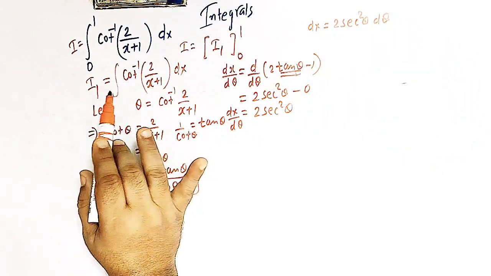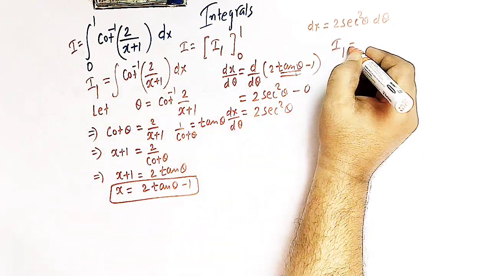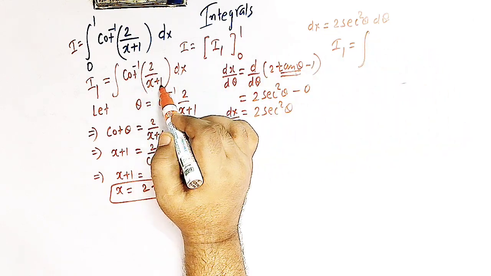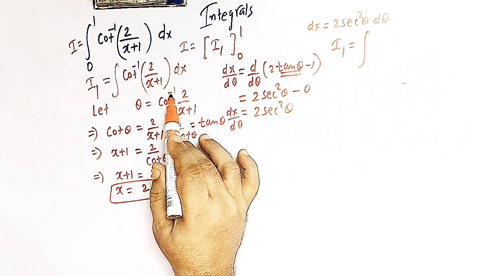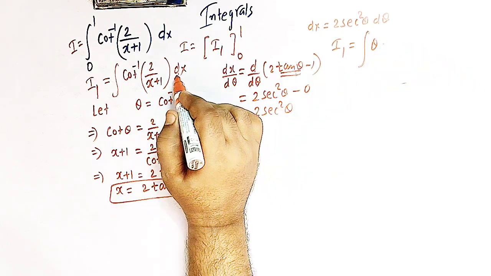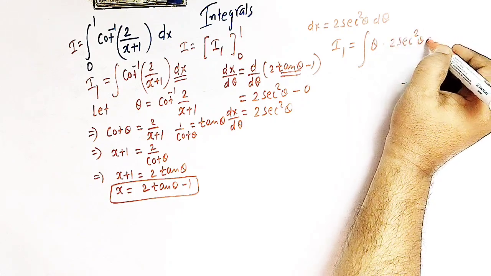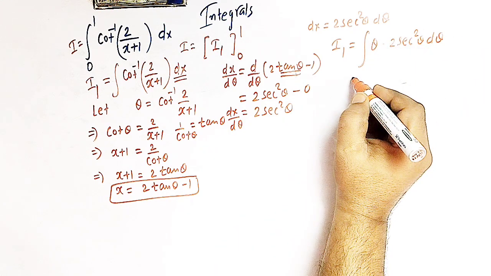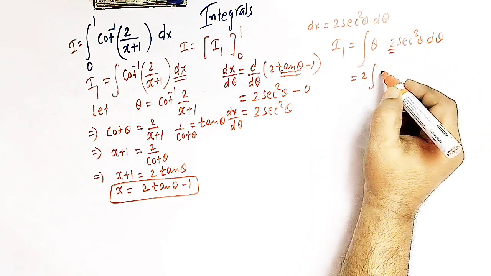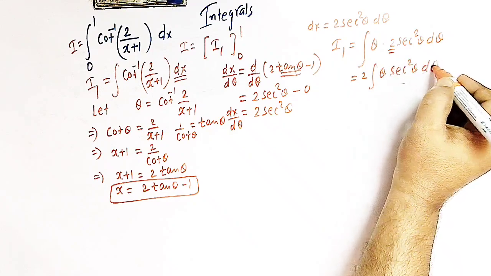So let us now express this integral I1 in terms of theta. So we have cot inverse 2 over x plus 1. For cot inverse 2 over x plus 1, we can write theta, and then for dx, we can write 2 secant square theta d theta. Now 2 is a constant, we can take it outside the integral sign. So we have theta secant square theta d theta.